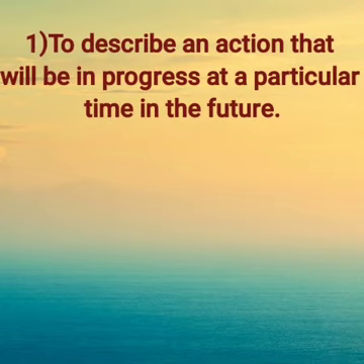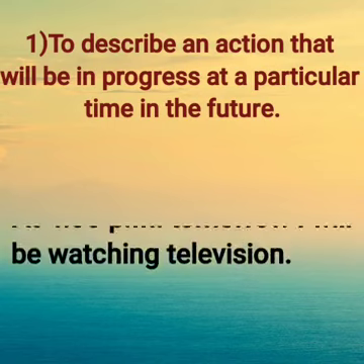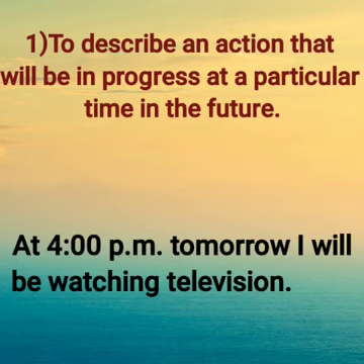We use the future continuous tense to describe an action that will be in progress at a particular time in the future. That means we use future continuous tense to talk about the activities which are going to take place in the future. For example, at 4 p.m. tomorrow, I will be watching television.